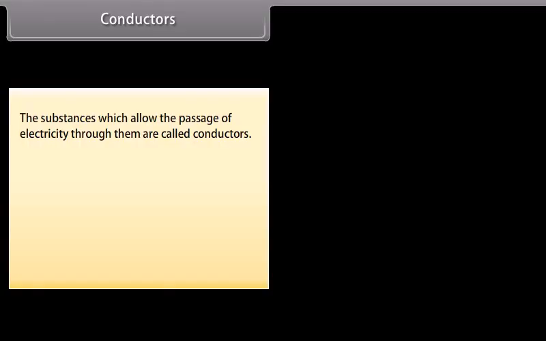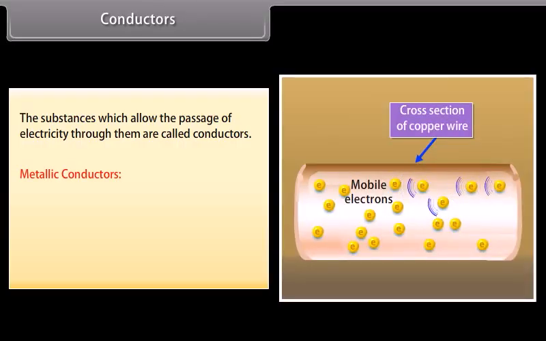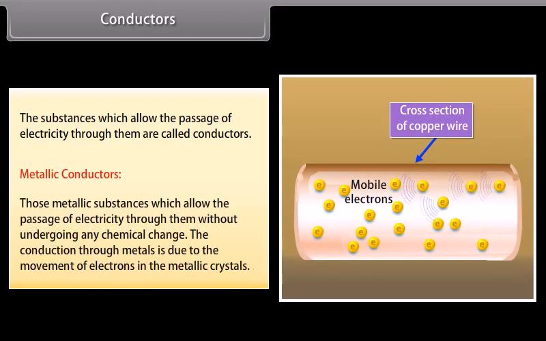The conductors can be classified into two categories: metallic conductors and electrolytes. Metallic conductors are those metallic substances which allow the passage of electricity through them without undergoing any chemical change. The conduction through metals is due to the movement of electrons in the metallic crystals. For example, copper and silver.